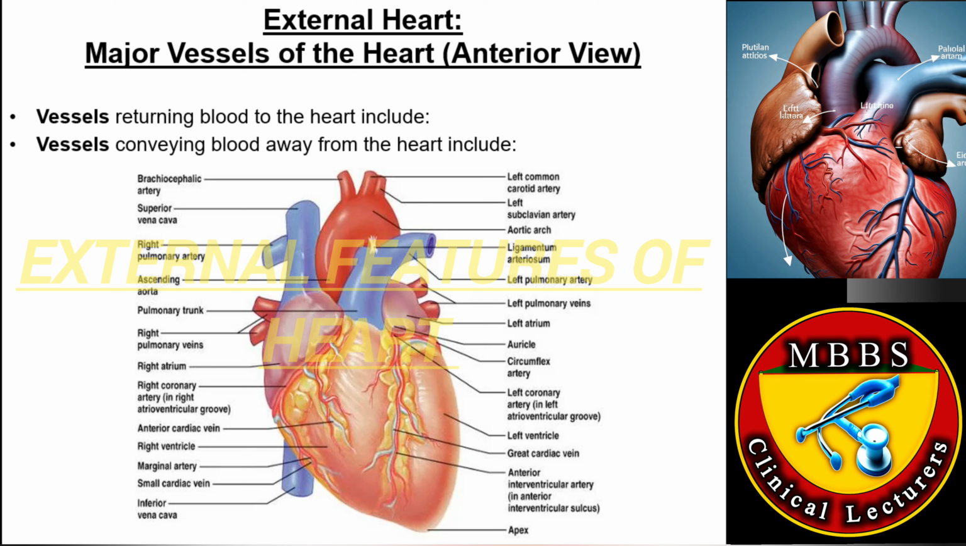The vessels conveying blood away from the heart, they include the pulmonary trunk, which splits into right and left pulmonary arteries, the ascending aorta, brachiocephalic, left common carotid, and subclavian arteries. You can see here, this is the aorta, the brachiocephalic artery, left common carotid, the left subclavian artery, the left pulmonary artery, the right pulmonary artery.